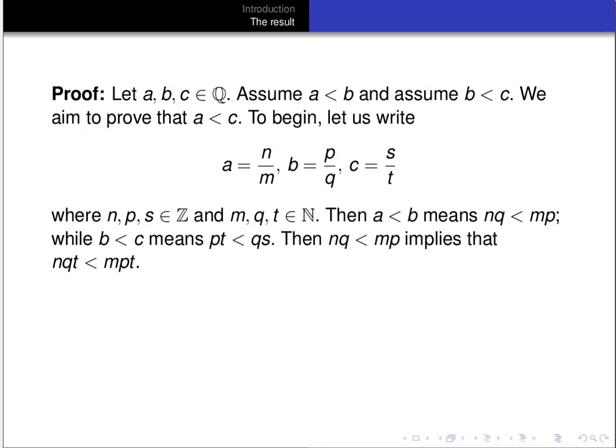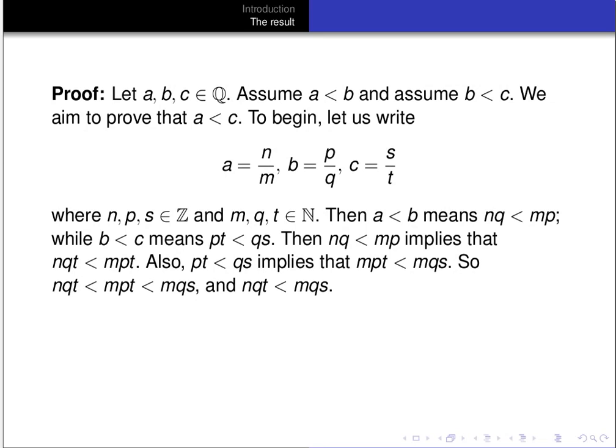Let's now take our inequality pt less than qs, which we got from the assumption that b is less than c, and multiply it by m. Again m is positive, it's a natural number, so multiplication preserves order. So we get mpt is less than mqs. Now we have both nqt is less than mpt, and mpt is less than mqs. So we can use transitivity of the ordering on the integers to conclude that n times q times t is less than m times q times s.